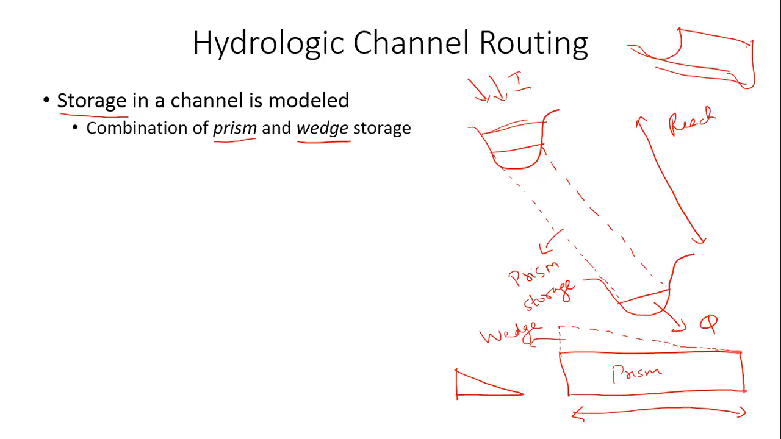So now the question is, how do we incorporate these two pieces of information into a method which allows us to understand the way the flood passes through the channel? For that we have what is called the Muskingum method, and I'll be describing that.